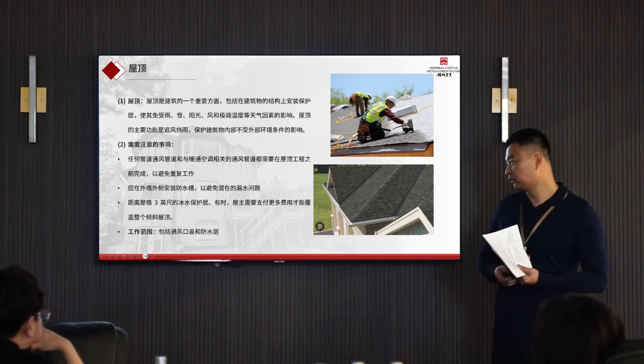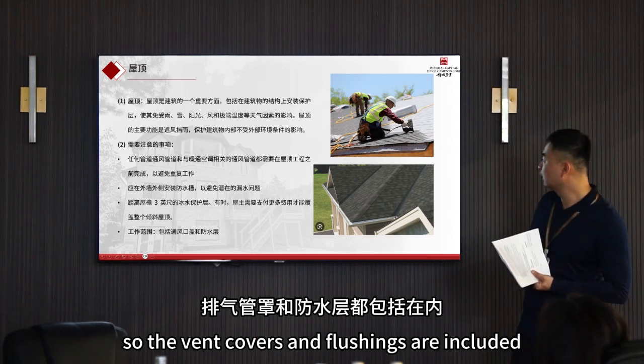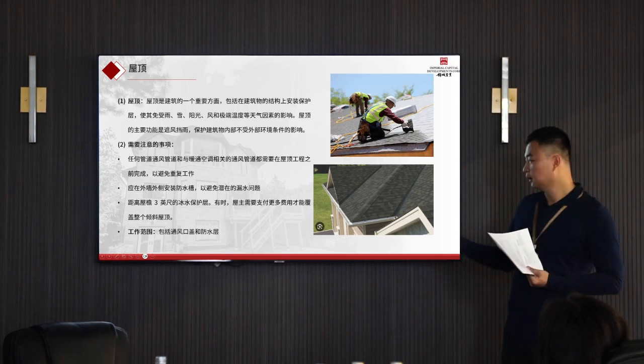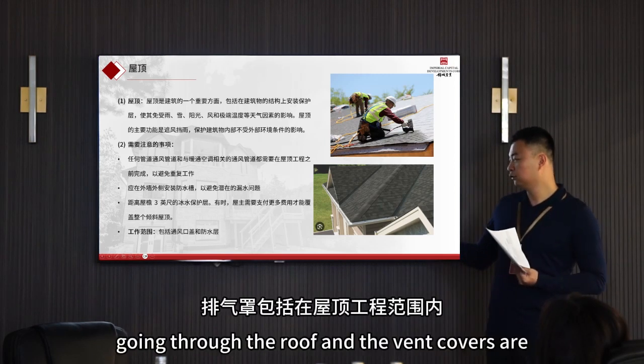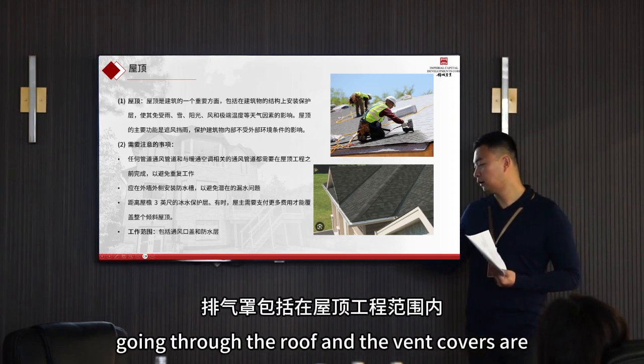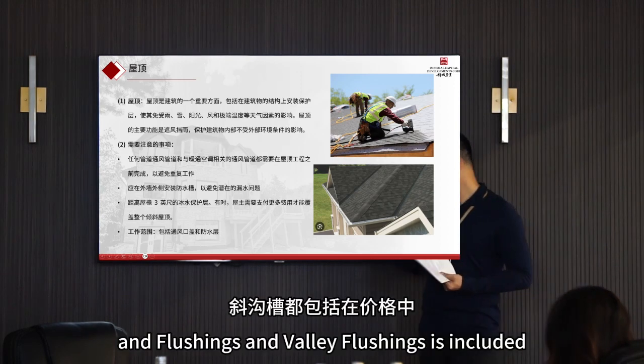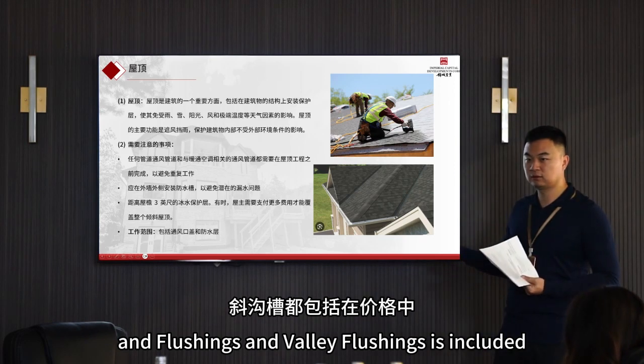For the scope of work, the vent covers and flashings are included. If you have bathroom vents going through your roof, then the vent covers are included in the roofing contractor's scope, and flashings like valley flashing are included in their price.